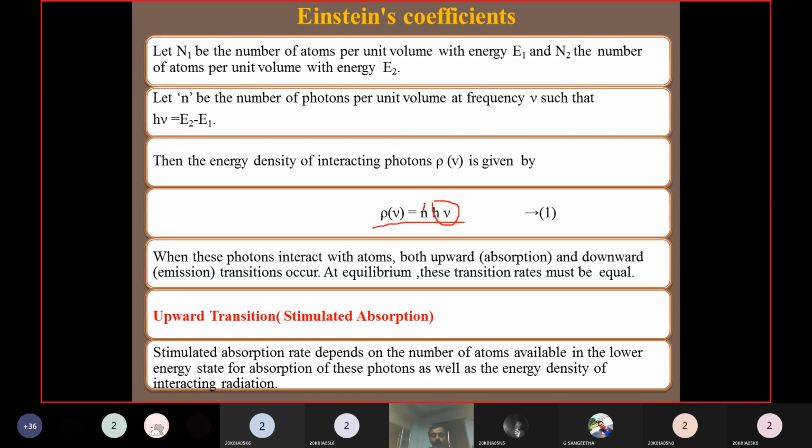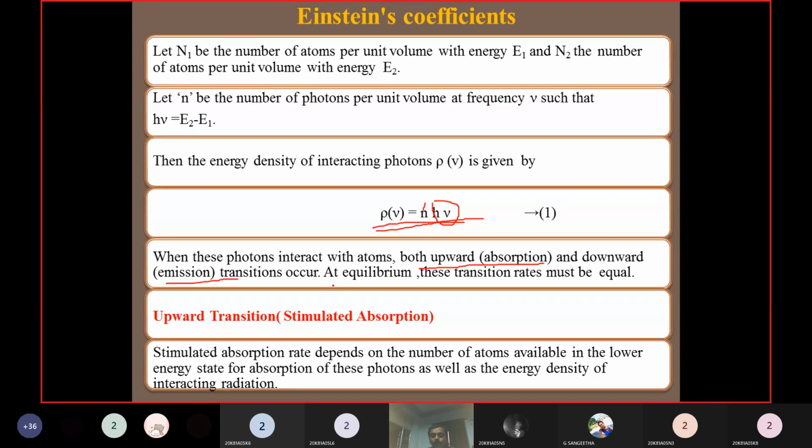Here, a total of n photons are there, so the energy density will be nhν. When these photons interact with atoms, there are two cases. Upward direction means the absorption process, and downward direction means the emission process. This is the interaction of atoms with radiation, and two cases will occur: one is the upward process, another one is the downward process.